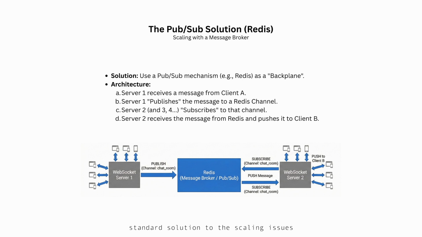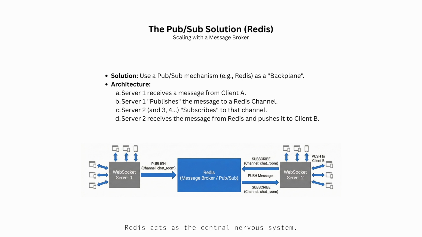The standard solution to the scaling issue is the publish-subscribe pattern, commonly implemented with Redis as a message broker or backplane. The architecture is as follows. Client A connected to server 1 sends a chat message. Server 1 receives the message. Server 1 publishes the message to a Redis channel like chatroom 123. Server 2, server 3, server 4 all subscribe to that channel. Redis instantly broadcasts the message to all the subscribers. Each server receives the message and pushes it to their local WebSocket clients.